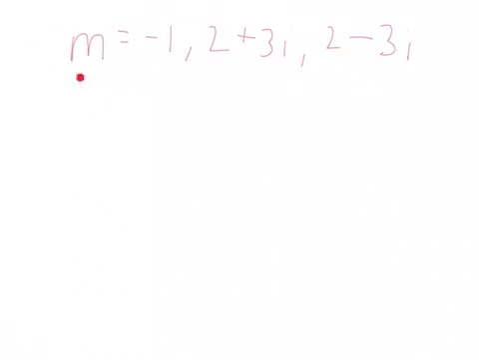So up here are the 3 solutions we found. We got the -1 from synthetic division. We got the 2 plus 3i from our quadratic formula, and our 2 minus 3i from our quadratic formula.